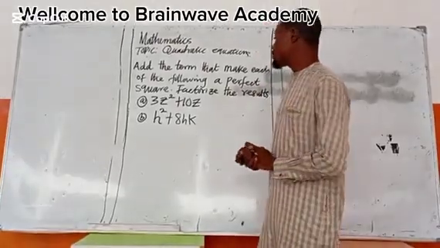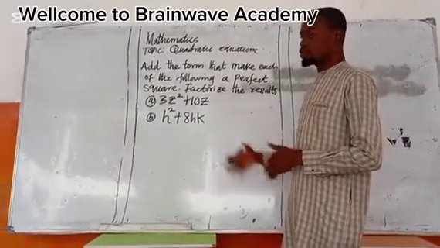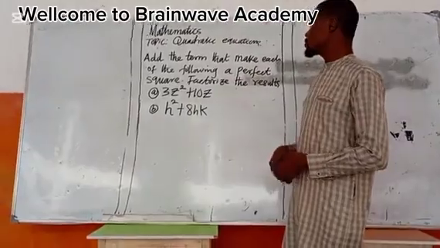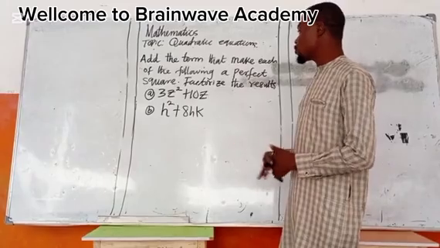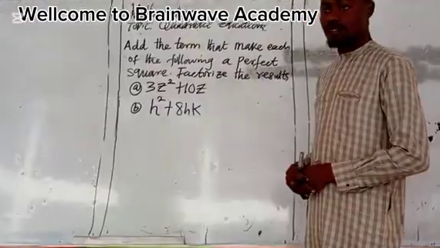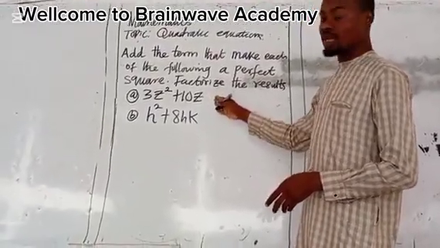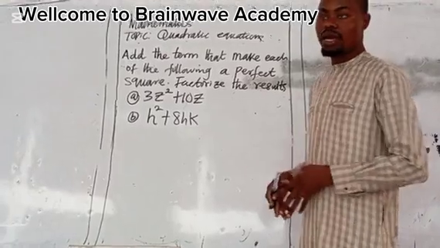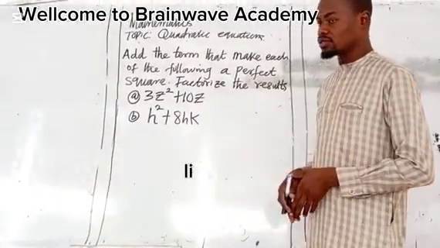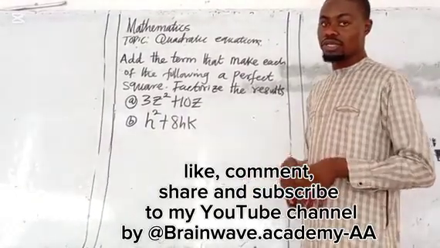Hello guys, in this video we are going to learn how to solve these two questions. The question says: add the terms that make each of the following a perfect square and factorize the results. So we are going to find something that can make this expression a perfect square, and also factorize the result. In my previous video I used a different method, but in this video I'm going to use another method.